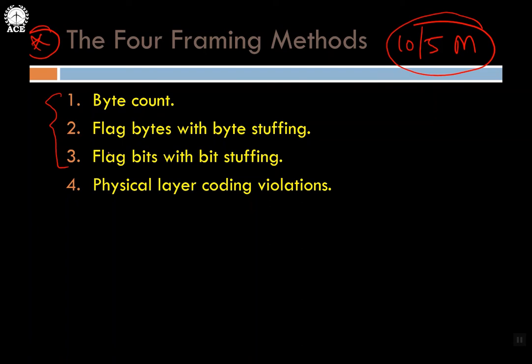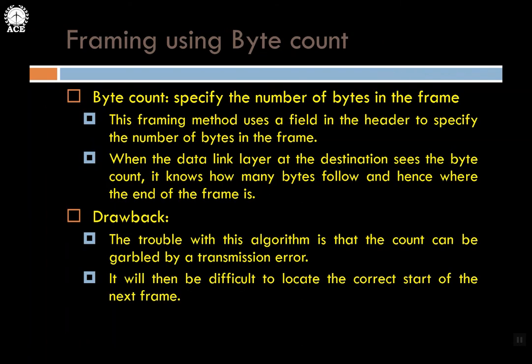One is called byte count, the other is called flag bytes with byte stuffing, and the other is called flag bits with bit stuffing. These 3 are essentially important. The fourth is of course a trivial one. Trivial means not that important, but we will study about it also. So let's take up next the first one, the first algorithm of framing.